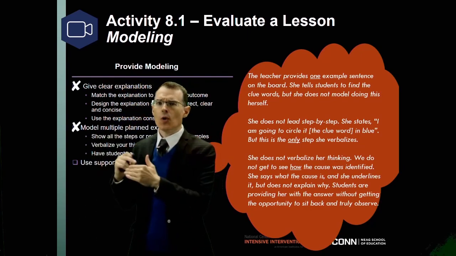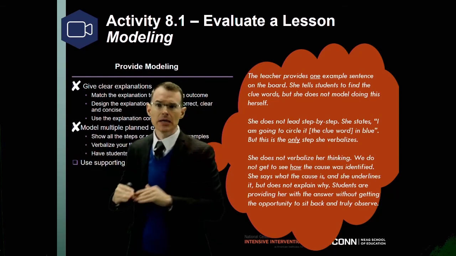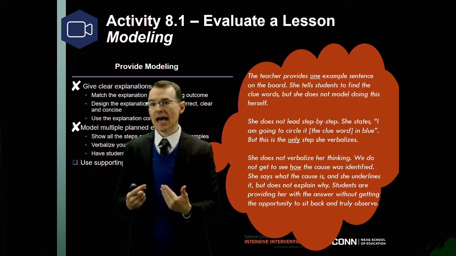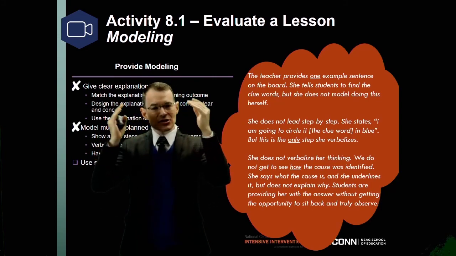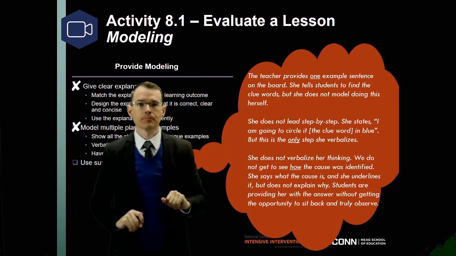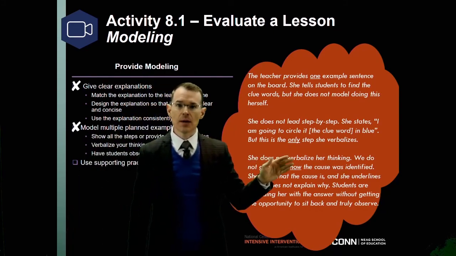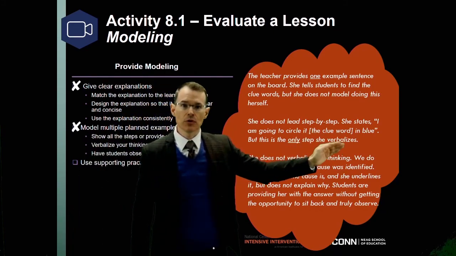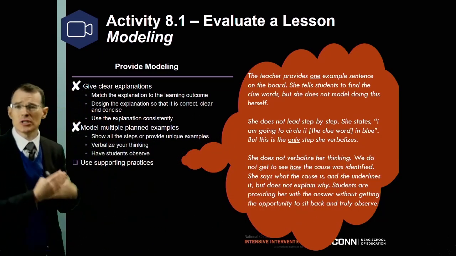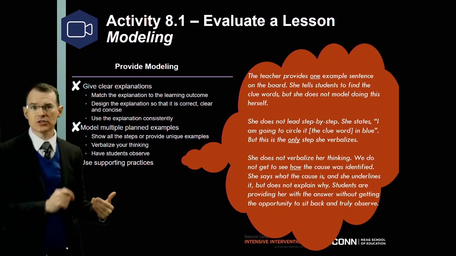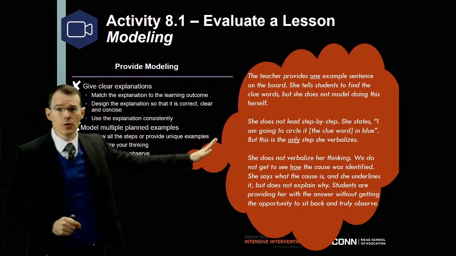She might be worried, I'm going to waste the students' time by not letting them do it. The whole point of a model is to show students how to do it without them being forced to be involved, because then they can actually see your whole process thought out. She doesn't lead the students step by step. She says, I'm going to circle the clue word in blue, but that's the only one she verbalizes. The rest of it, she just kind of does or never clearly explains what she's going to do. And she doesn't verbalize her thinking.